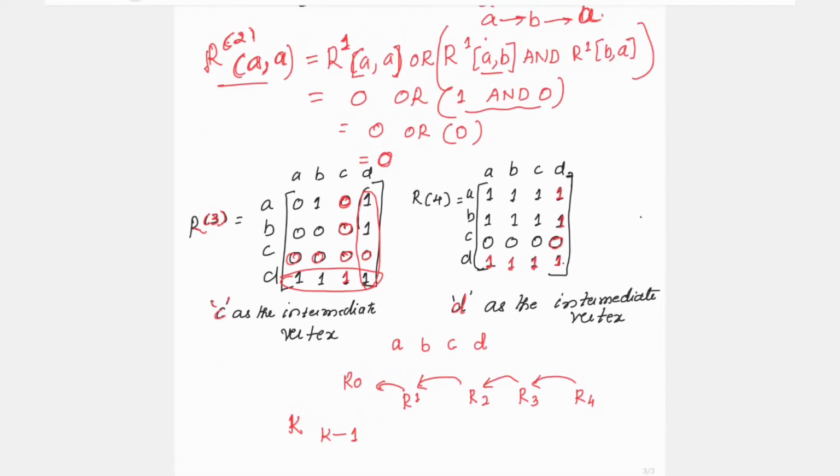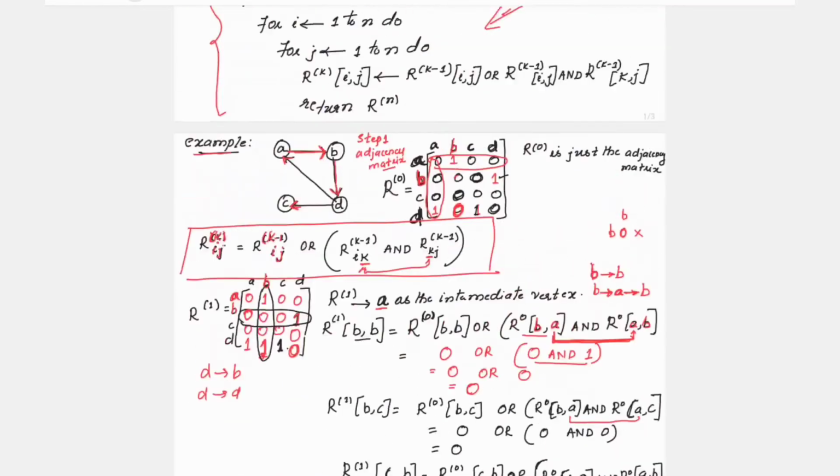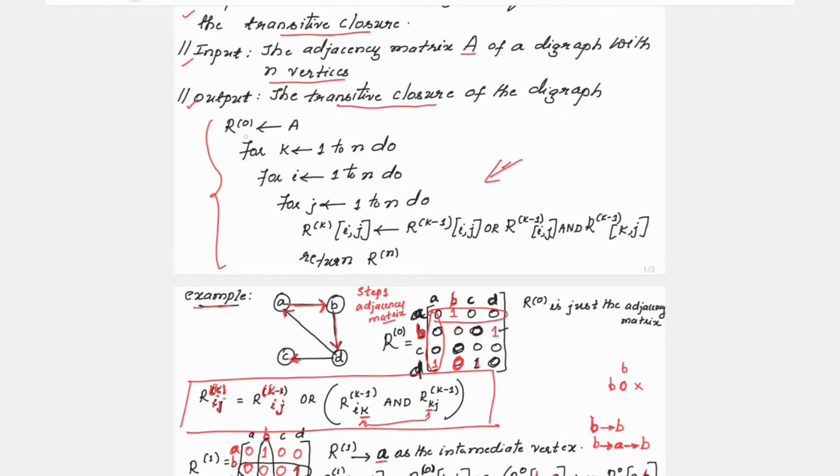Now finally we got R4, which is our final matrix. So now just see the pseudocode, then it will be more clear to you. The very first line says R0 is the adjacency matrix, the one which we created. Find the very first one just by observing the graph. R0 is the adjacency matrix.